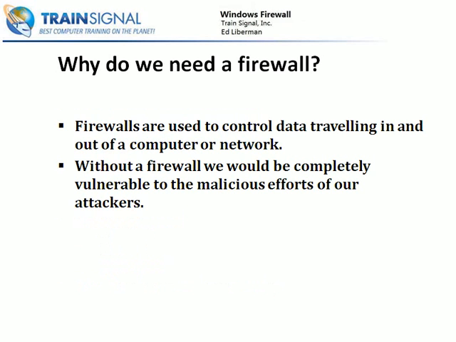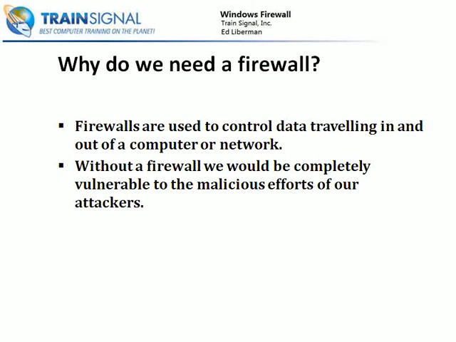So first of all, why do we need a firewall? Well, firewalls are used to control data traveling in and out of a computer or network. Matter of fact, most typically, you think of a firewall as being something that protects a network. But in this case, Windows Firewall is something that protects the individual computer. So firewalls can be in many different places.